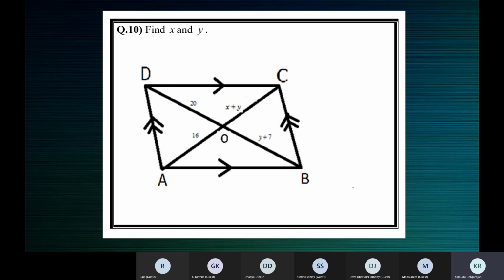So if O is the midpoint of AC, that means AO is equal to OC because it's a midpoint. AO is equal to OC. Yes or no? Yes, ma'am. That means X plus Y is equal to 16. Similarly, O is the midpoint of BD. That means OB is equal to OD.